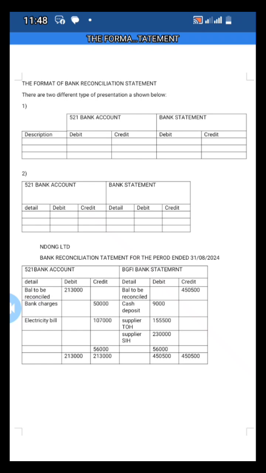Actually, there are two ways of presenting a bank reconciliation statement. The first way, we have the description, which goes for the bank account and the bank statement. Then we have the bank account, where we have debit and credit, and of course the bank statement, where we also have debit and credit. The next presentation is the one where we separate the description, debit.